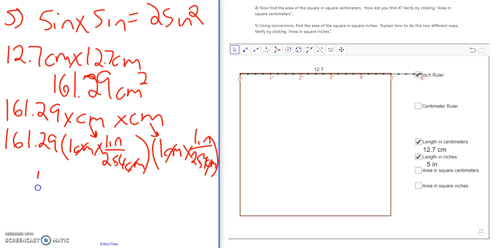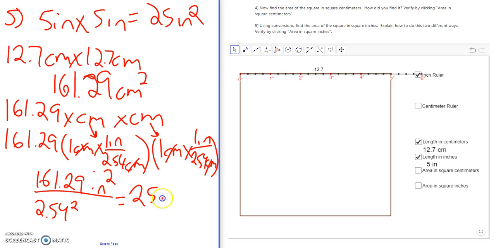To figure this out, I would do 1 and 61/100ths and 29. An inch times an inch gives me square inches. And here I have 2 and 54/100ths squared in my denominator. When I actually simplify this, I see that it comes out as 25 square inches.